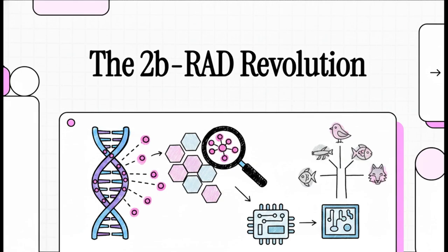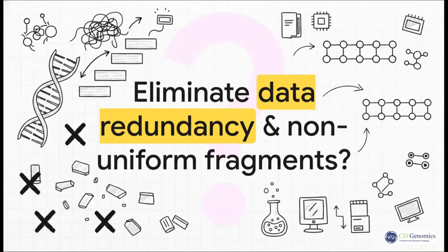So today, we're diving deep into a revolutionary approach known as 2b-RAD sequencing. This is a technique that is fundamentally rewiring how we tackle the persistent challenges of high-throughput SNP genotyping. Imagine a workflow where you could completely bypass the usual headaches. What if you could entirely eliminate data redundancy and those incredibly frustrating non-uniform fragments in your genotyping workflows?